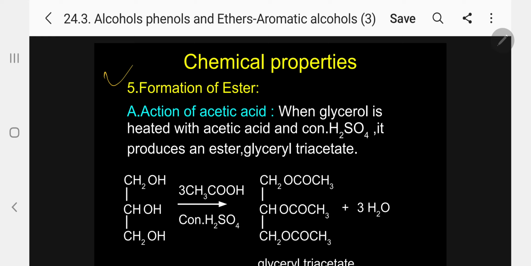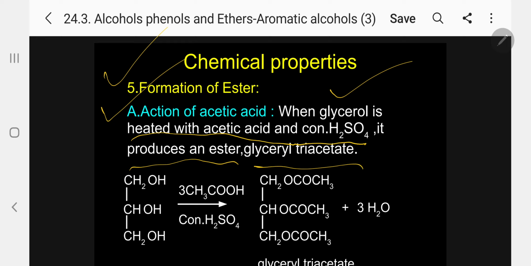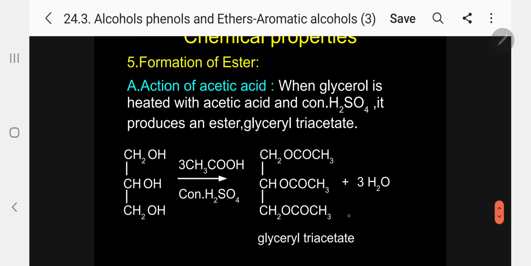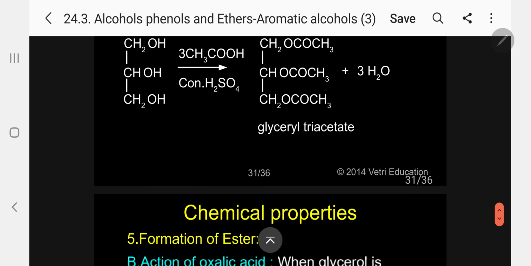The next one, formation of ester. This is an alcohol. When you treat it with an organic acid, an ester will be formed. Action of acetic acid. When glycerol is heated with acetic acid and concentrated sulfuric acid in acid medium, it produces the ester glyceryl triacetate. All three alcohol groups undergo esterification. Kindly follow. Glyceryl triacetate is the product, just like ordinary alcohol.